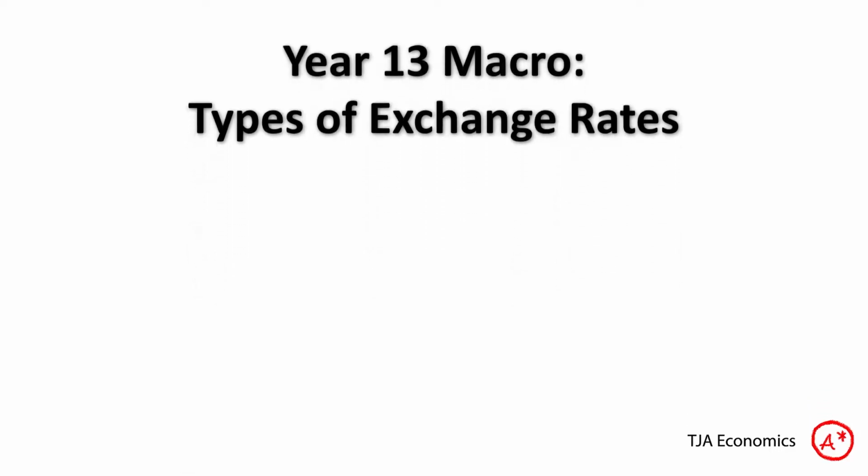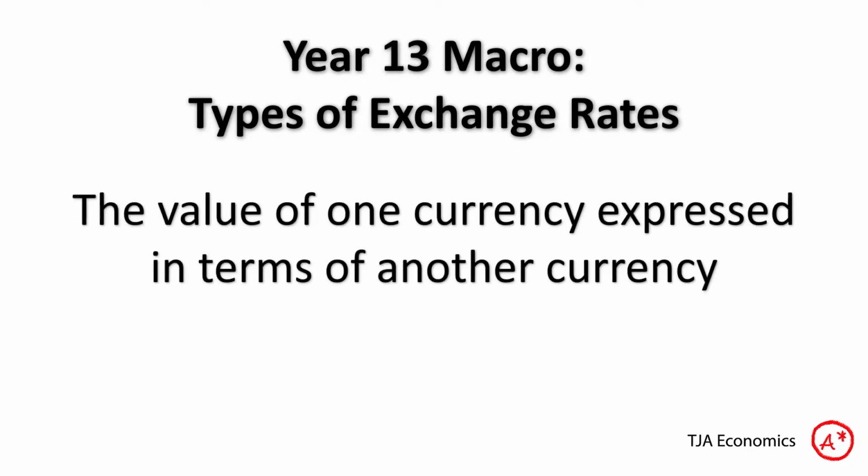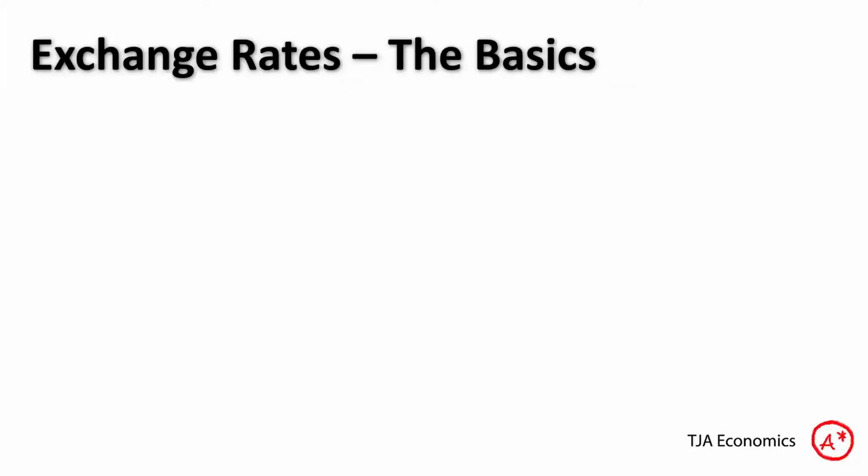So we can define exchange rates as the value of one currency expressed in terms of another currency. For example, you'll quite often see Great British pounds in terms of US dollars. You might see Great British pounds in terms of euros, or euros in terms of dollars. Effectively, what we do is look at the value of one currency and compare it to the value of another. It's all about relativity and how much one is worth compared to the other. So, those are the very basics of how exchange rates work.